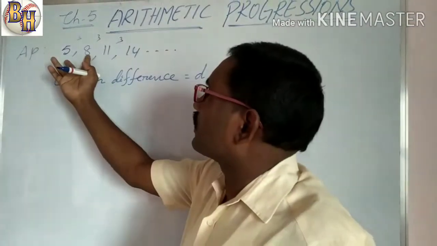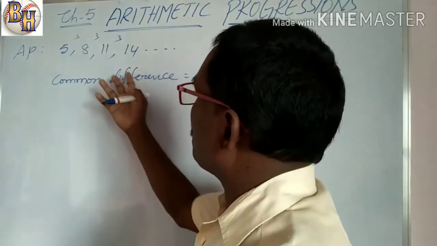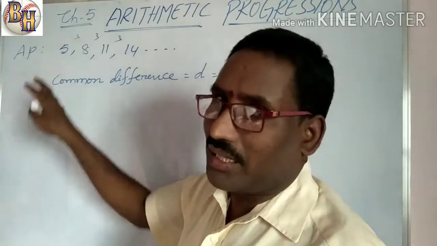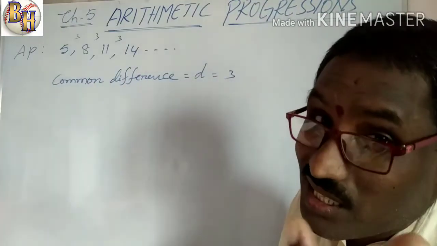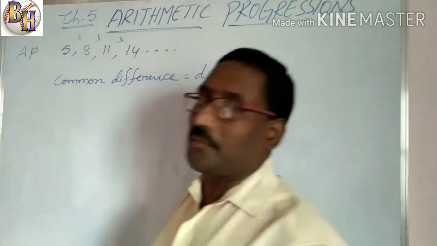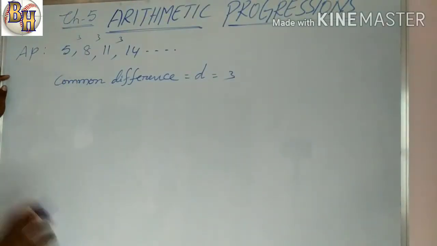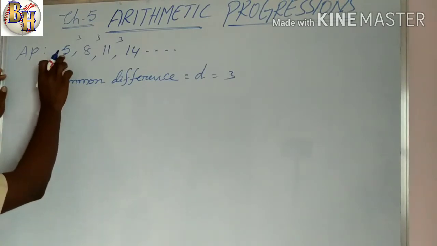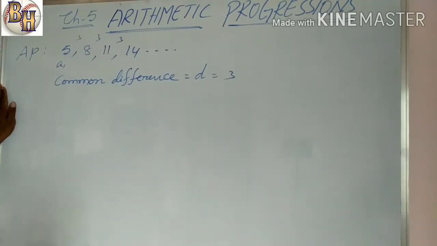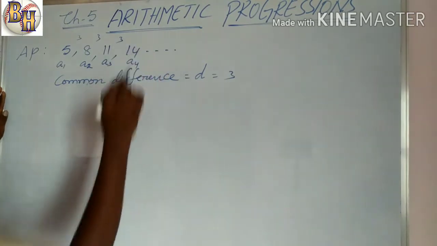For any two consecutive, side by side numbers, the second number minus the first number, the third number minus the second number, like that, the difference is the same. That is called the common difference, denoted as d. See here, the terms are numbered 1, 2, 3, like that. The first number is denoted as A1, this is A2, this is A3, this is A4, like that.